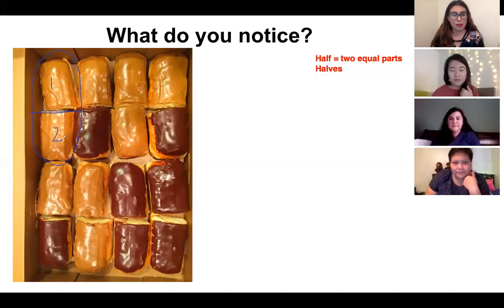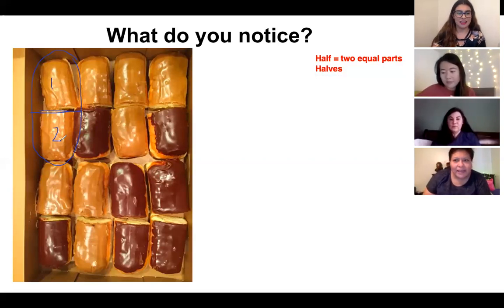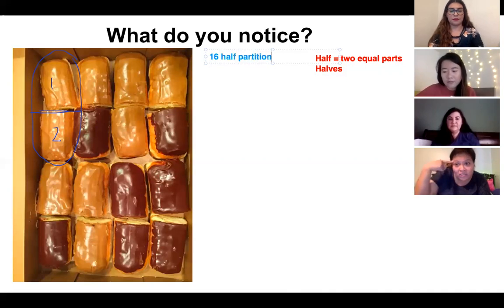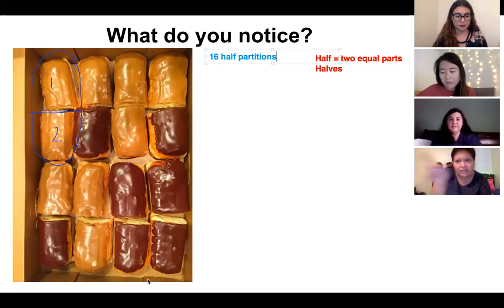Ms. Rosales, how many pieces of donuts do we have here? We have 16 half partitions. 16 half partitions. Okay. And how did you find that out? I was going back to what I knew and felt comfortable with in my number collections. Mm-hmm. When I do number collections, I look at the row. Oh, yes.